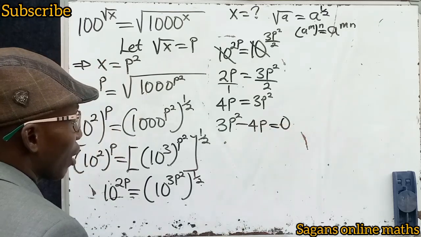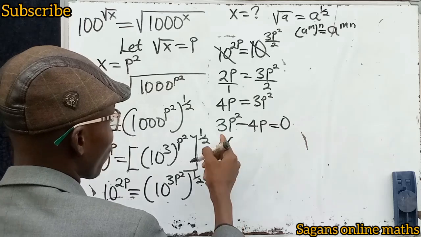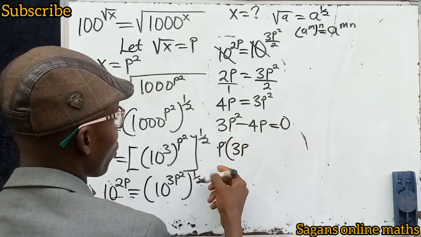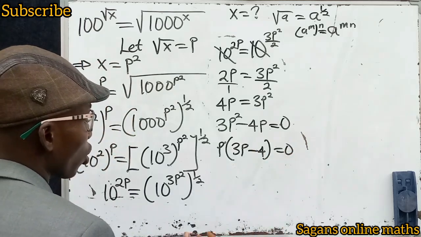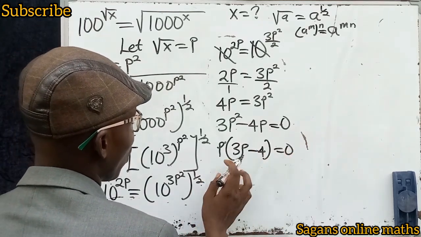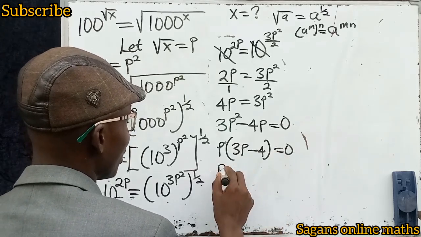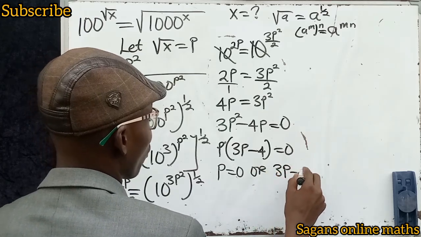0. Now let's check what is common. P is here and p is here. So p is common. 3p square divided by p will give us 3p, minus 4p divided by p will give us minus 4, and all this is equal to 0. Remember, when the product of two terms is equal to 0, it means that one of them is equal to 0 or both of them are equal to 0. It means that p is equal to 0, or 3p minus 4 is equal to what?